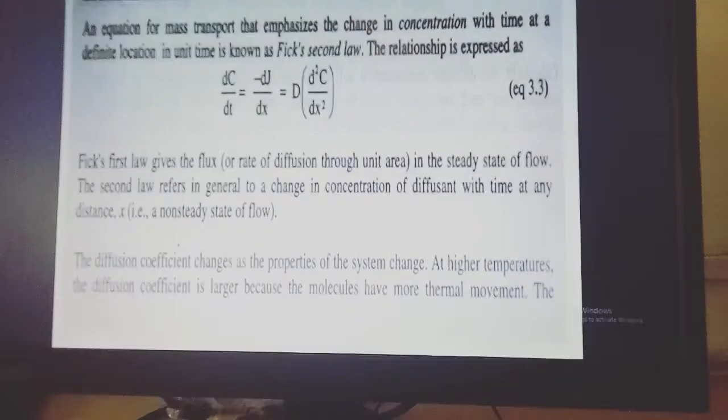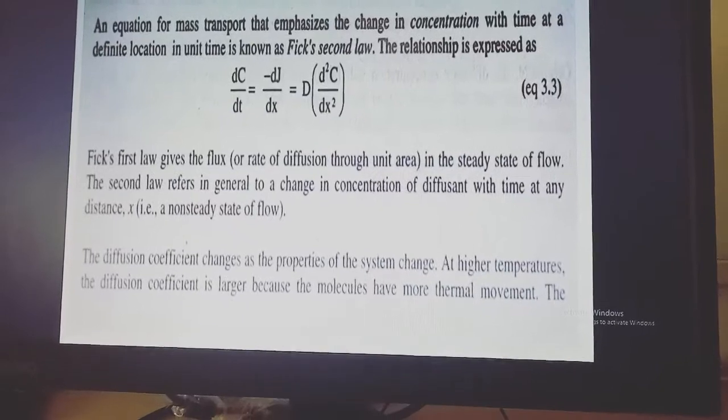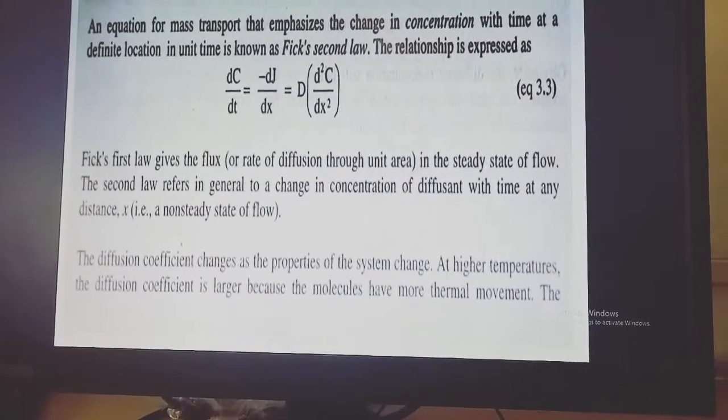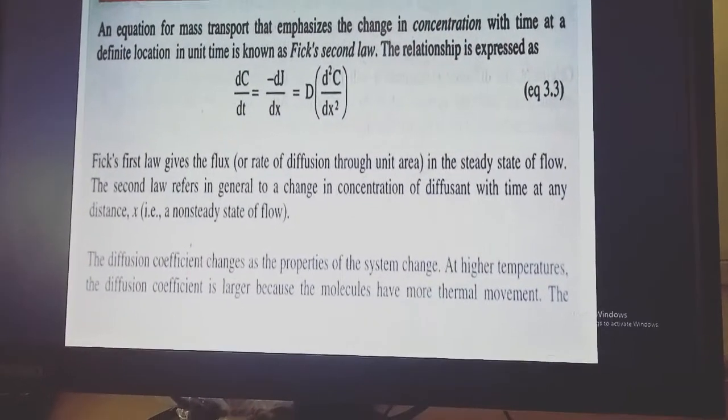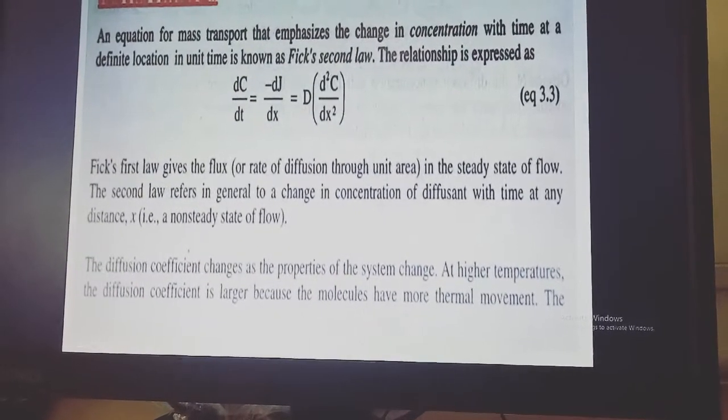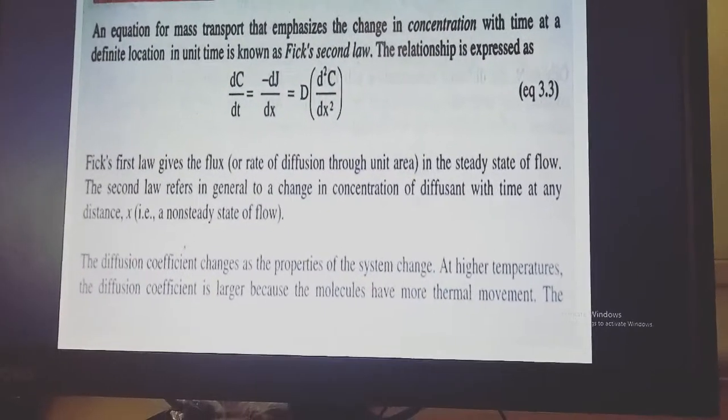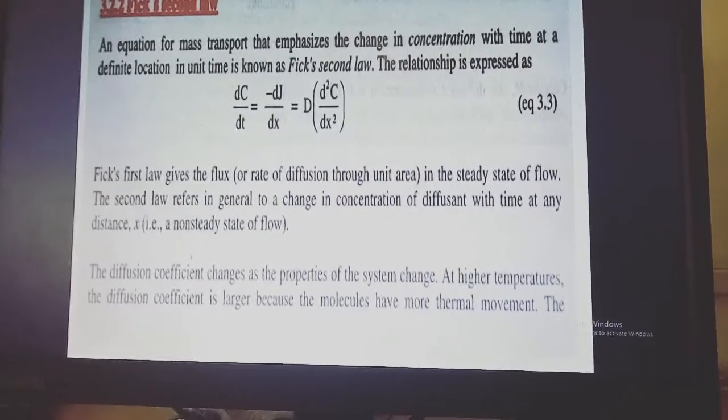It can be given by the equation dC/dt = -dJ/dx, which can be given as d²C/dx².